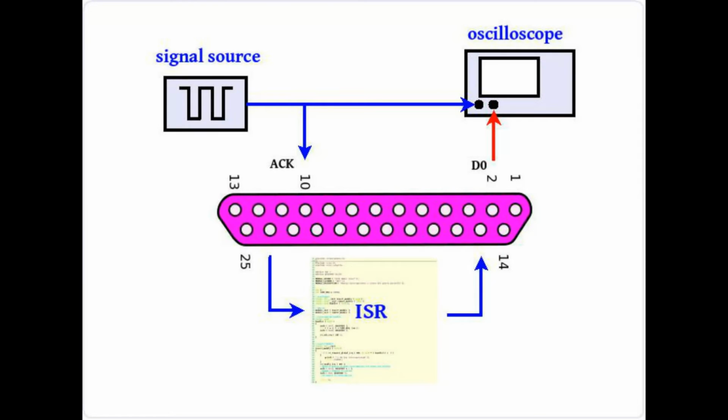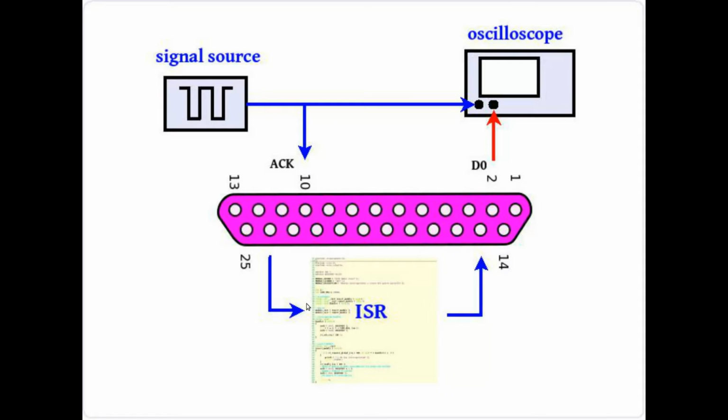In this test we use a desktop computer with RTAI installed. We apply an interrupt signal to parallel port. The interrupt signal is connected to pin number 10 and the response to pin number 2. With an oscilloscope we display the input and output signals, and it measures the difference between them.